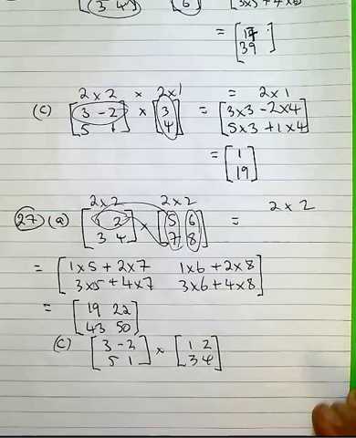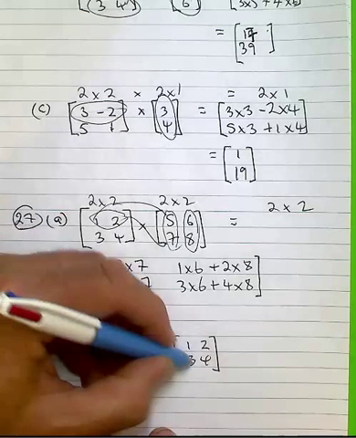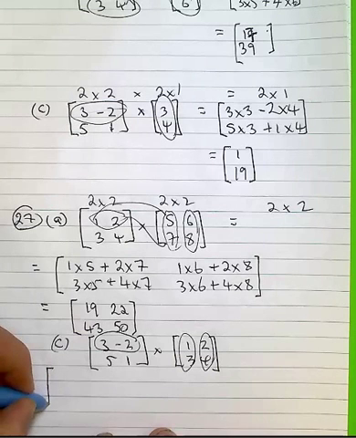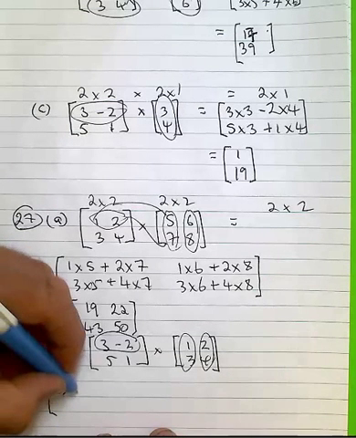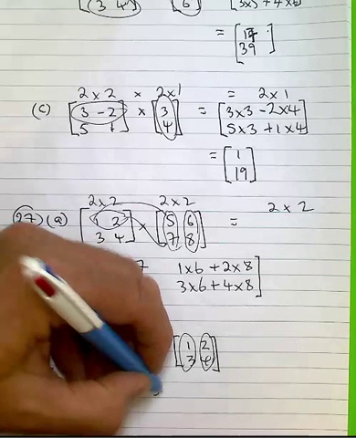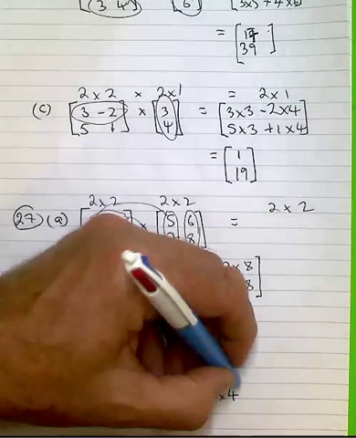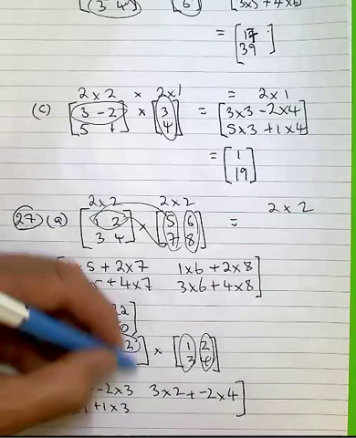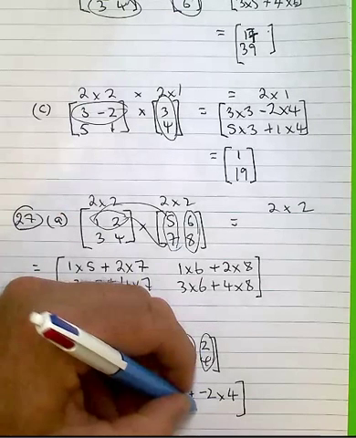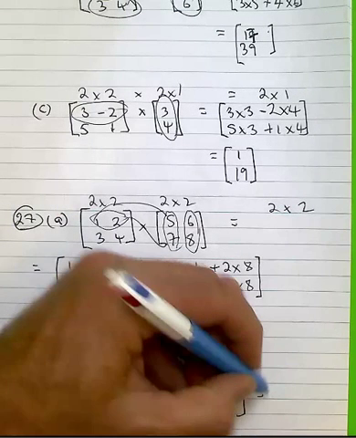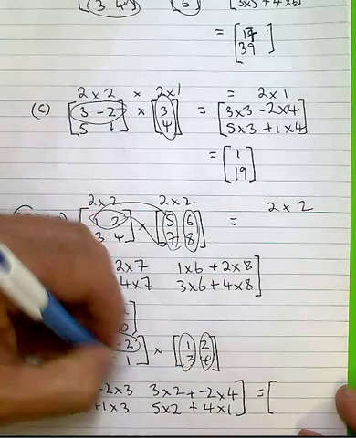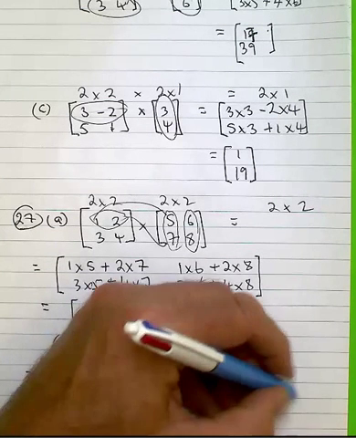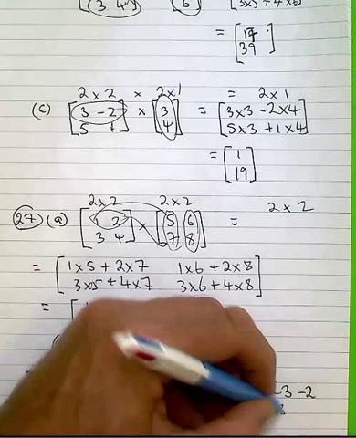I'll work through the next one without commentary. Because we've got a 2 by 2 by 2 by 2, grouping these together at the end, we end up with negative 3, negative 2, that's the first row, 8 and 14.